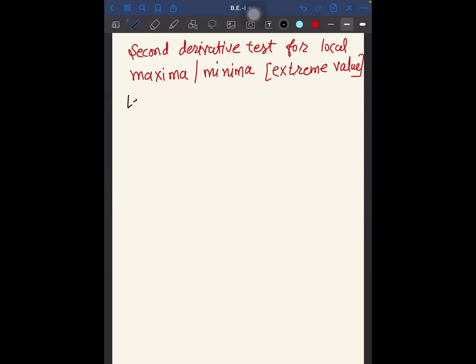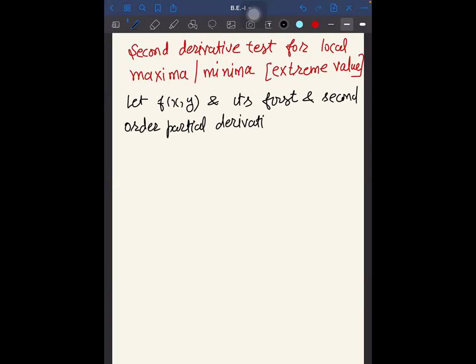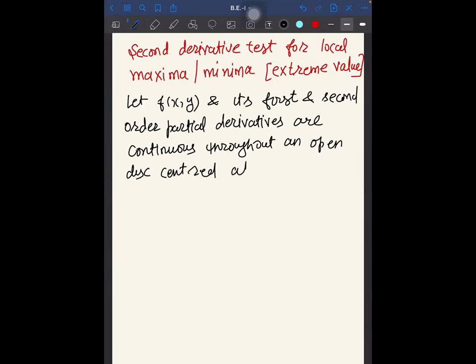Okay, so we start with this. Let f of x, y, and its first and second order partial derivatives be continuous throughout an open disk centered at (a, b), and the first necessary condition is satisfied, that is, the partial derivative of f with respect to x at (a, b) is 0 and the partial derivative with respect to y at (a, b) is equal to 0.